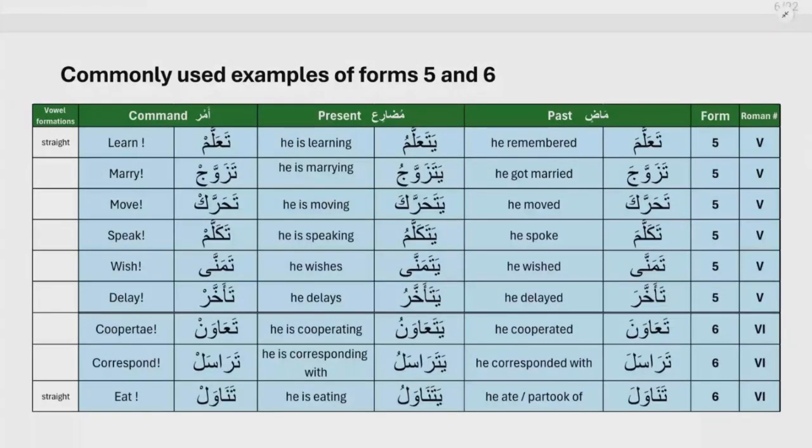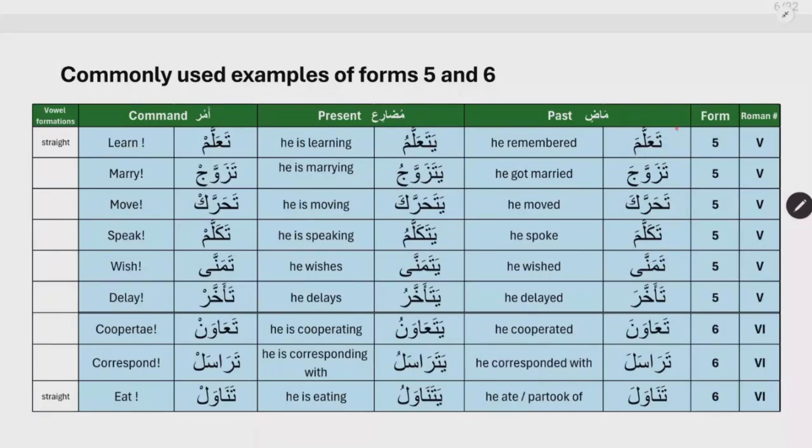They are based on modern standard Arabic. You find some of these even appear in the Quran. But essentially, it's more in common day usage. You'll find these verbs appearing very high on a word frequency list. Right? So ta'allama is one example of it.